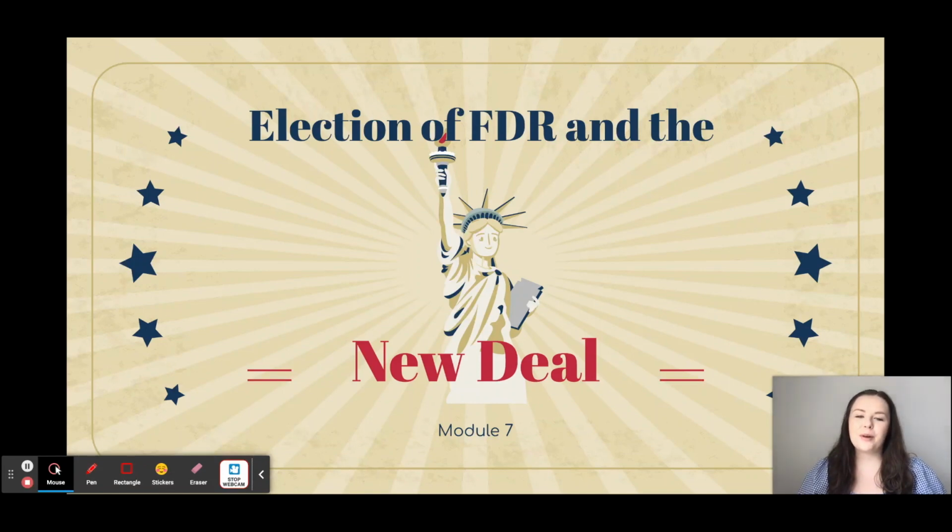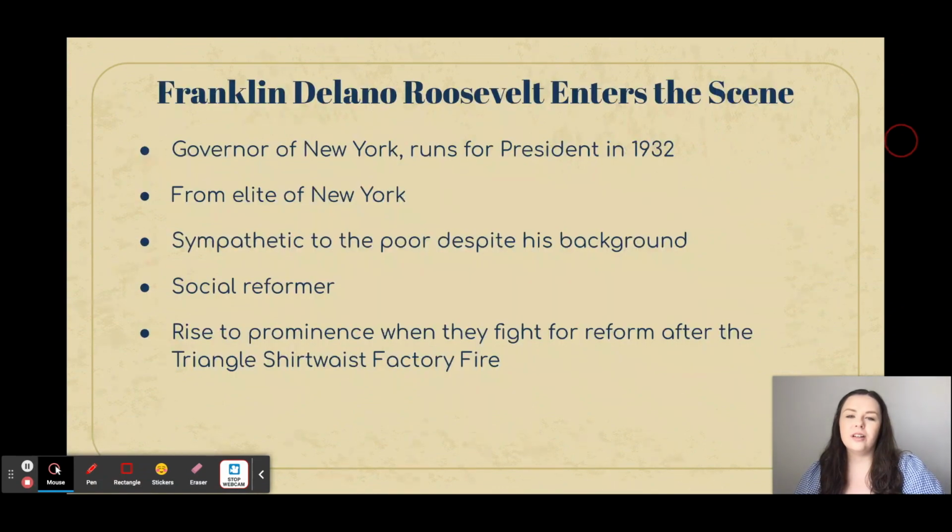Everyone, and welcome back to Module 7, the election of FDR and the New Deal. So, just a little bit of background on FDR, Franklin Delano Roosevelt. He was pretty much a part of the New York elite, right? He comes from a very prominent family. He's cousins with Theodore Roosevelt, who was the president before him.